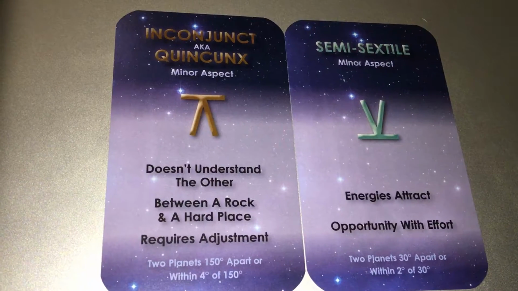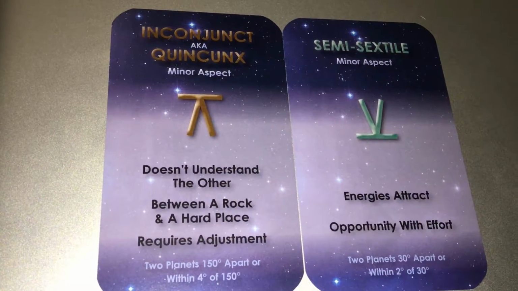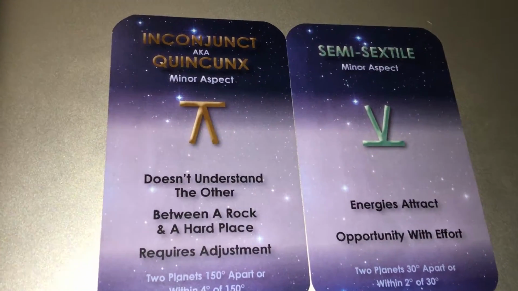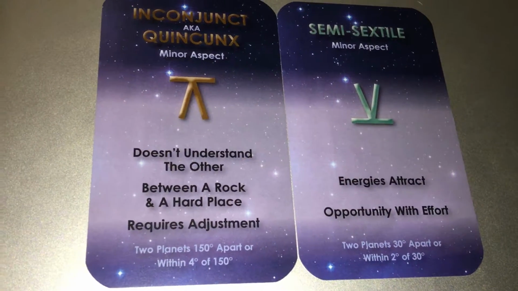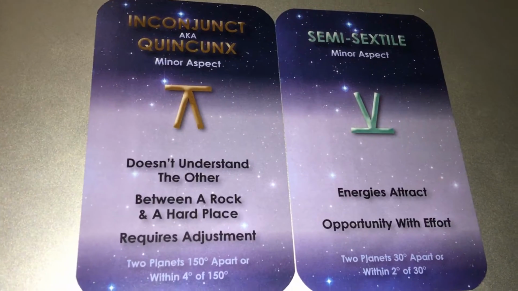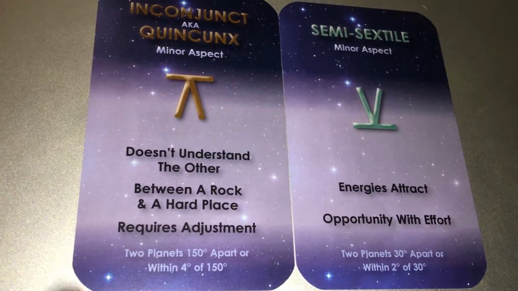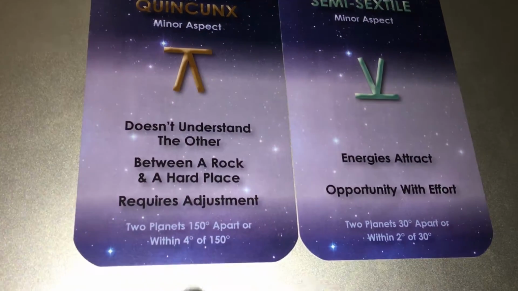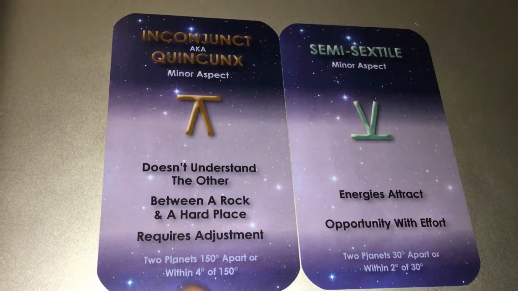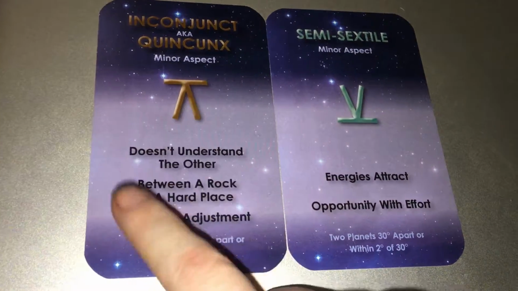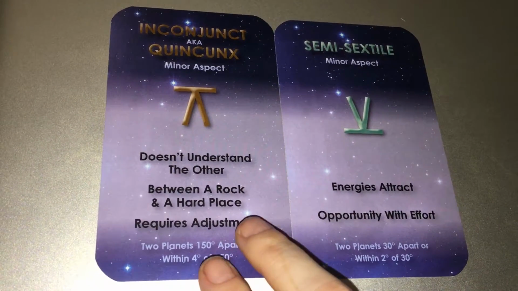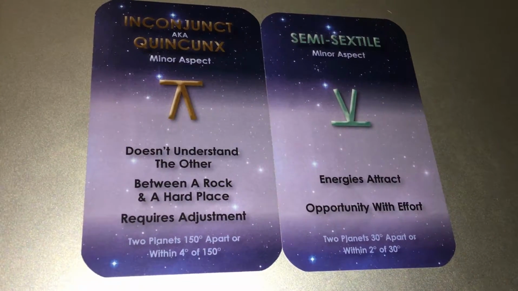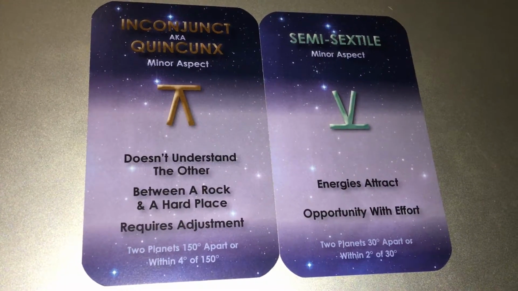But again, these are not fixed things that it's always going to be a problem or it's always going to be a help. You need to do the work, and it is a warning to you to say, here, this is a guidepost. You can do this, but here's a guide of how to do that. And that's up to us. That's free will. So Inconjunct doesn't understand the other. It requires a lot of adjustment, compromise.